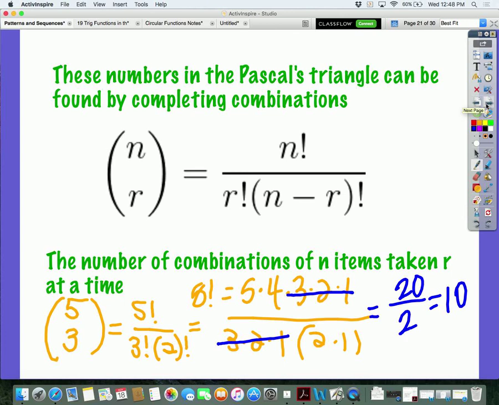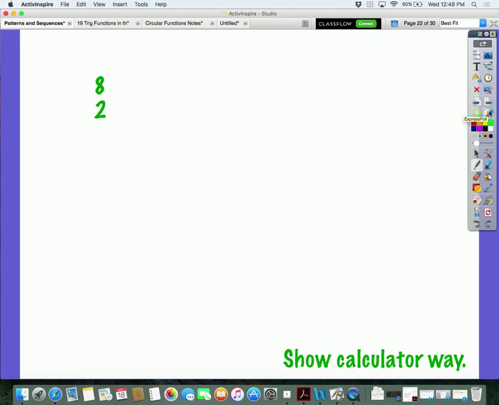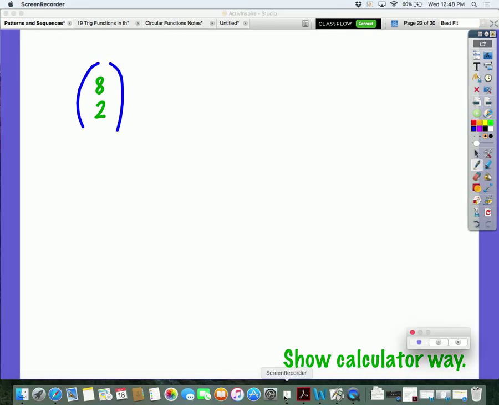So we're going to look at an example. What you guys do on your own: 8 combination 2. And after you do it by hand, I'll show you how to do it in the calculator if you forgot how to do it.